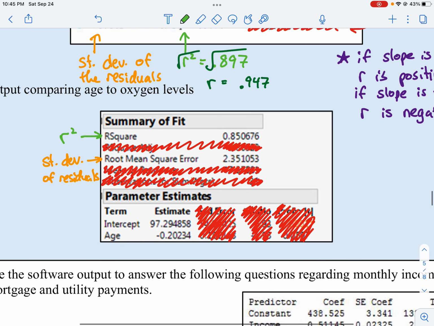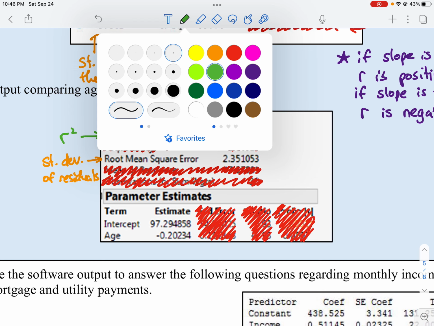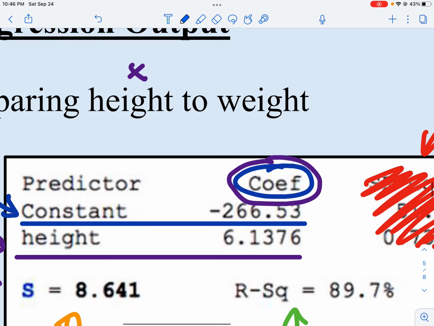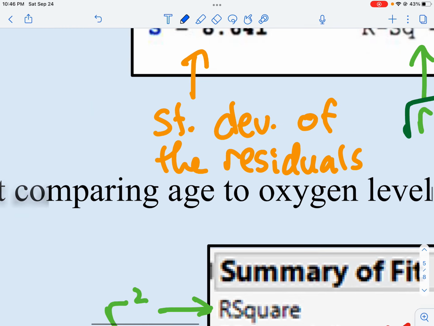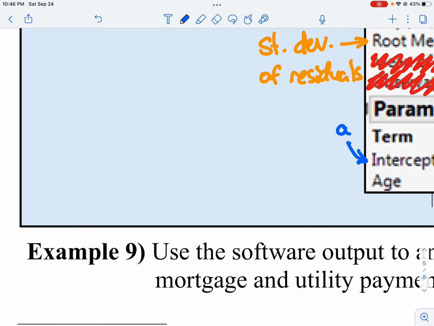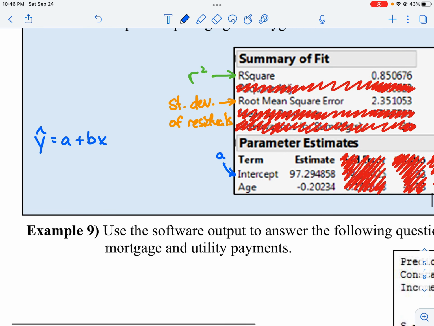And then down here, we use a little bit of different terminology. We've got term instead of predictor. And then we've got intercept. Well, hopefully that's pretty straightforward. This is our A value. It's our y-intercept. So in this case, y hat is equal to 97.294, and so on and so forth.